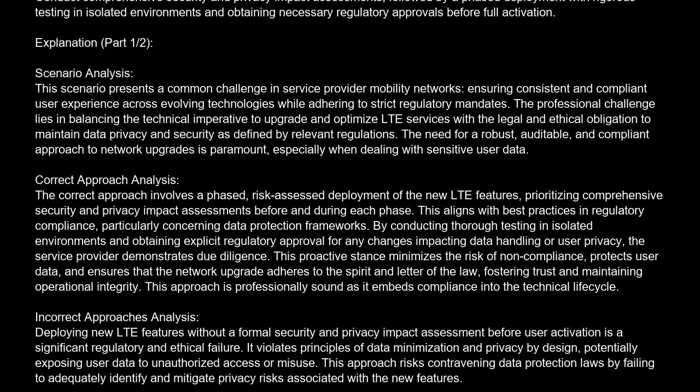Incorrect approaches analysis. Deploying new LTE features without a formal security and privacy impact assessment before user activation is a significant regulatory and ethical failure. It violates principles of data minimization and privacy by design, potentially exposing user data to unauthorized access or misuse. This approach risks contravening data protection laws by failing to adequately identify and mitigate privacy risks associated with the new features.